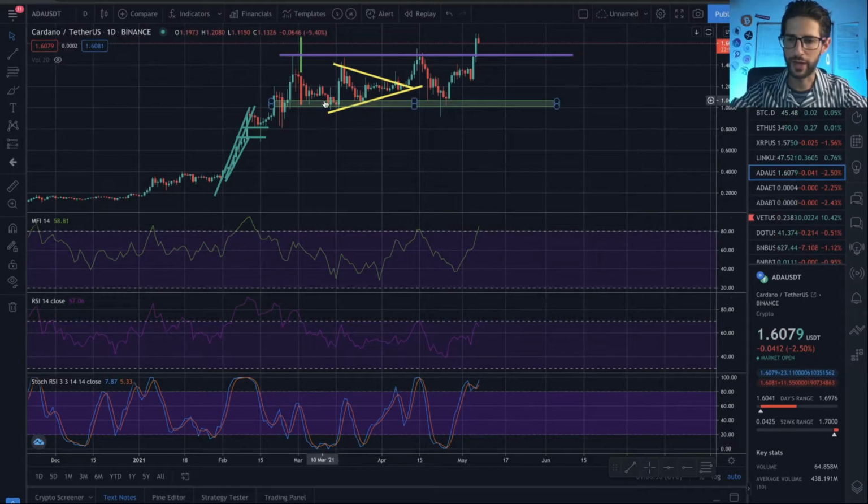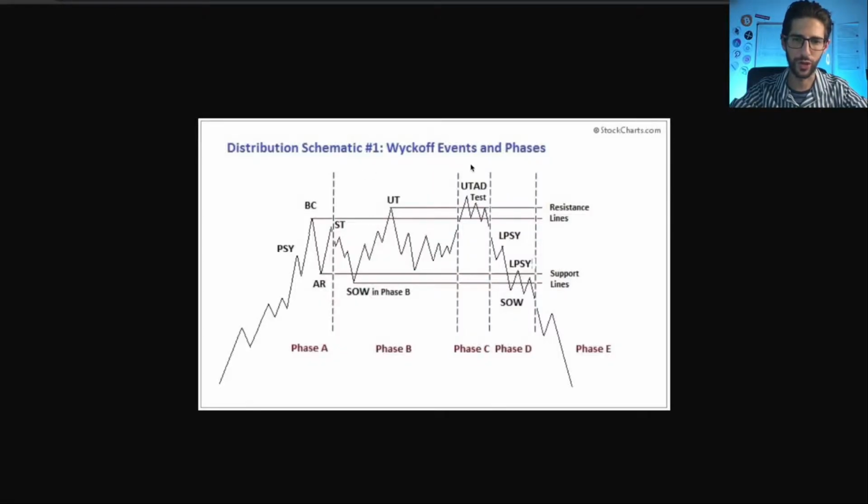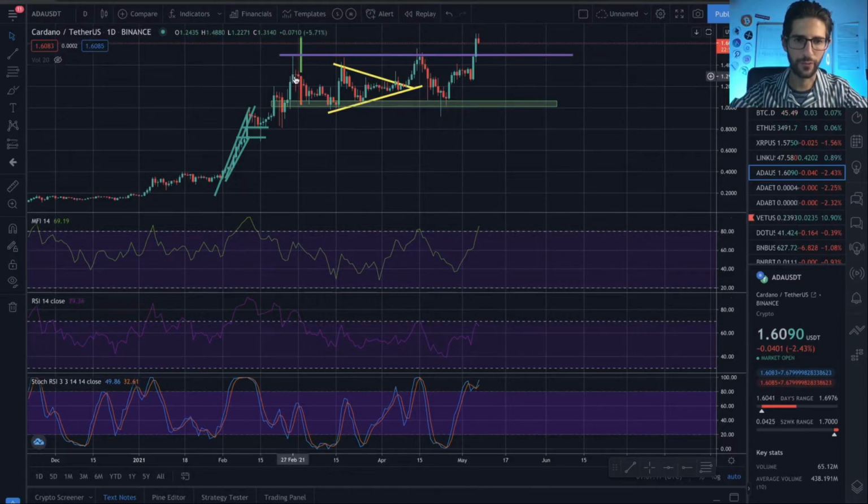Here we have ADA against USDT, and ADA yesterday broke a new all-time high, and that is amazing. But look at this chart. This is also similar to the Wyckoff pattern. One high, second high, third high, and then a retracement on the price. We have our first high, second high, and third high.